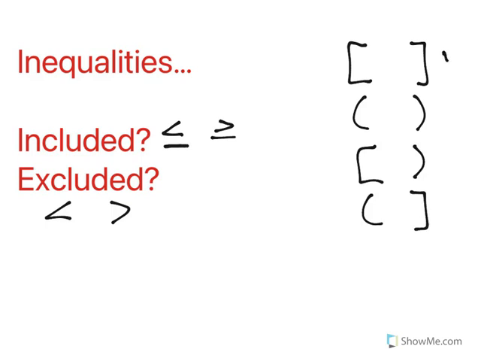If it's a double bracket, that means both sides are included. If it's both sides parentheses, that means either side of it is excluded. And it could be one or the other.